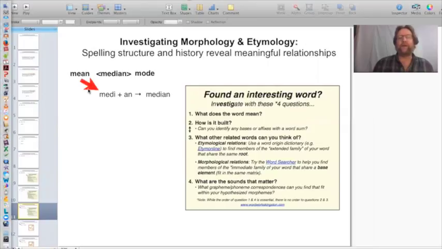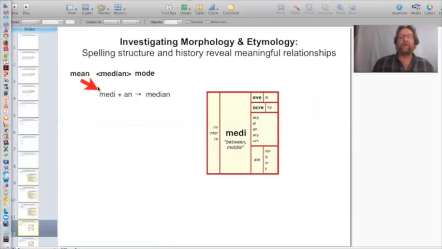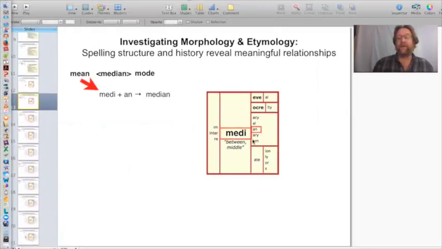It turns out I was able to analyze this word with a MEDI base and an AN suffix. You might wonder how I did that. One part of that story is finding that the MEDI base builds other related words that all have this idea of between, middle. Here we see our friend median with the MEDI base and AN, but if I put in immediate, I can also build it, and there's our friend mediator.